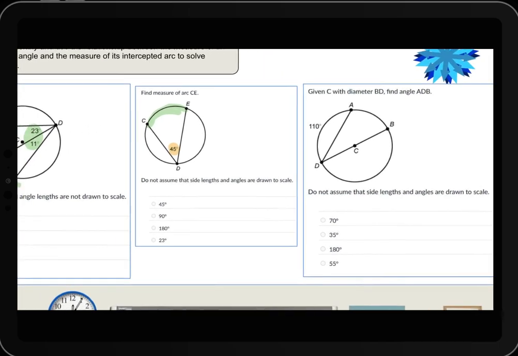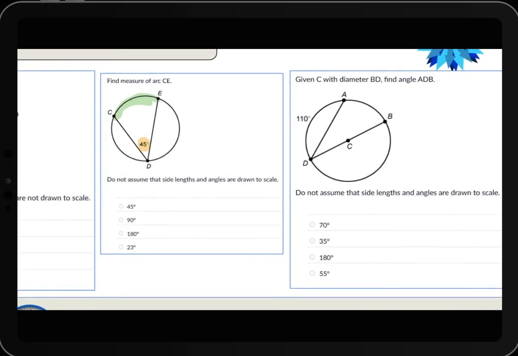And then lastly, given this diagram, assuming the side lengths and angles are drawn to scale, given C with diameter BD, find the angle ADB. So you're finding this angle down here. One thing I would recommend you think about is how this forms a semicircle. How could you use the total degree value to determine the missing degree value that you see right here? Knowing that this forms a semicircle entirely, how could I then find this degree value? And remember, this degree is supposed to be half of that, right? Because it's an inscribed angle.